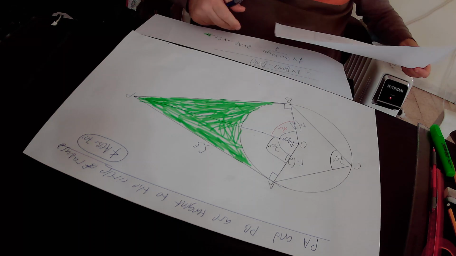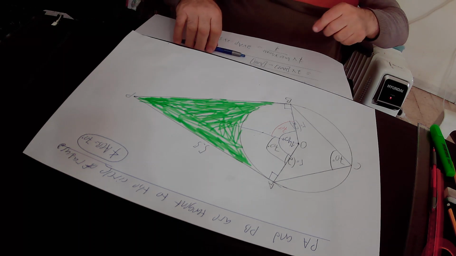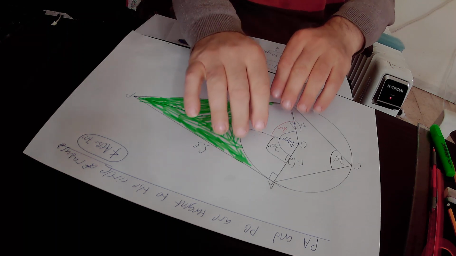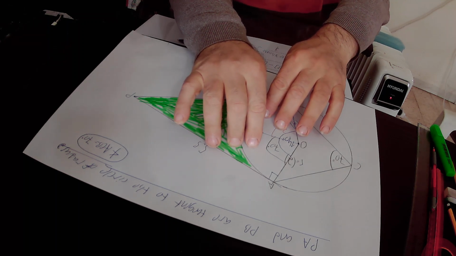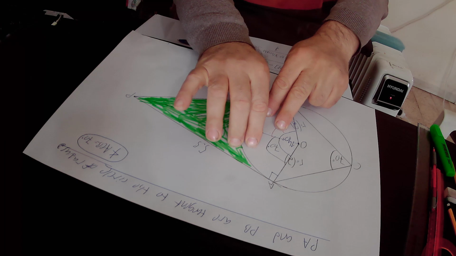And we have already found out that those two right triangles are congruent, therefore they also have the same areas.